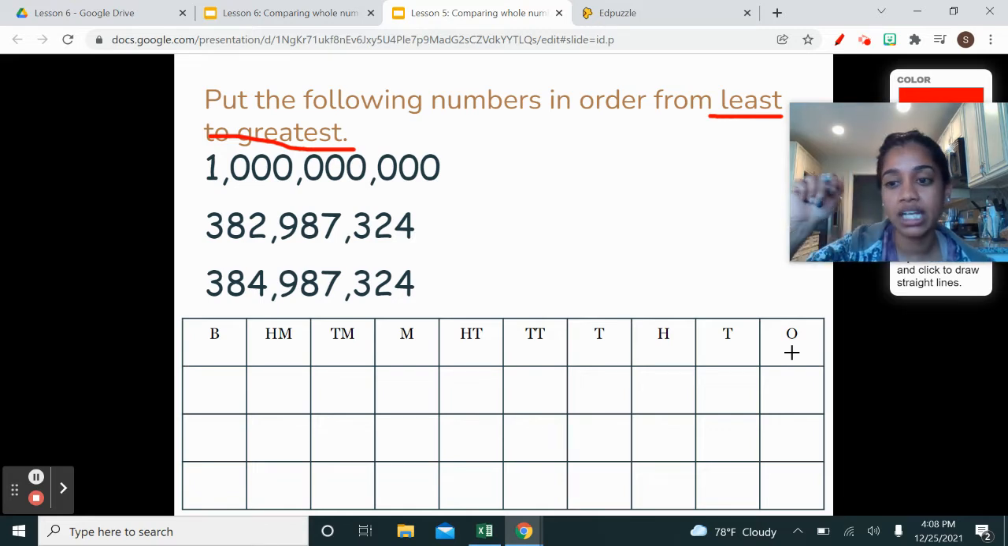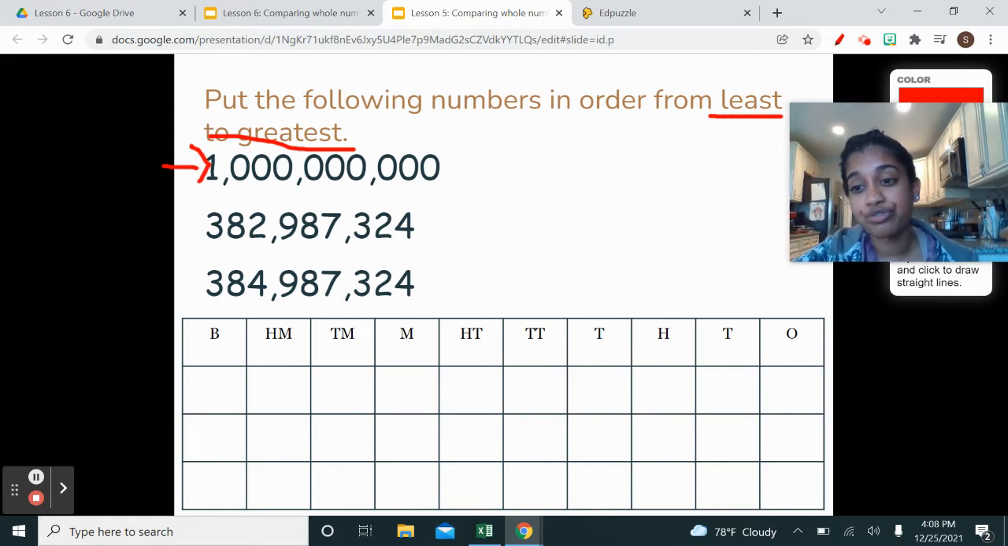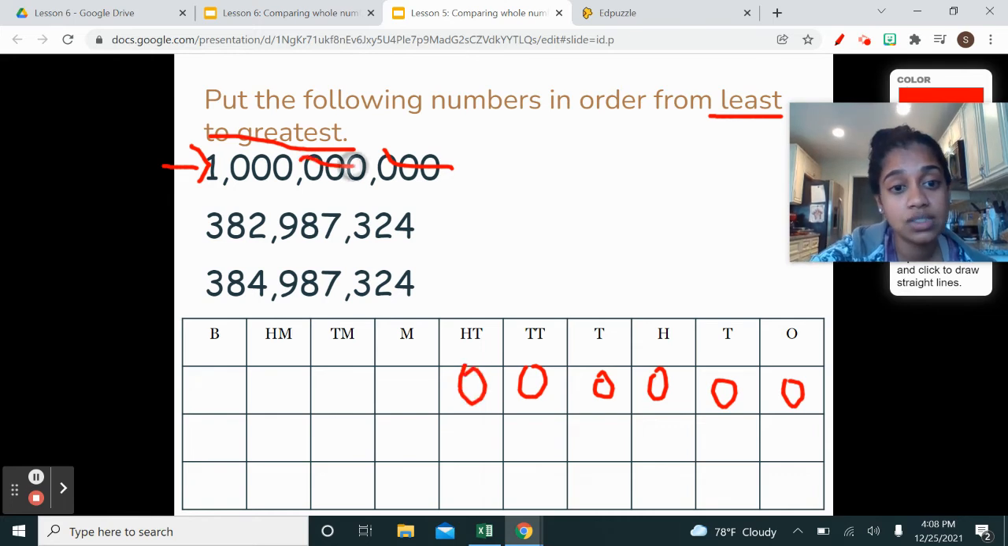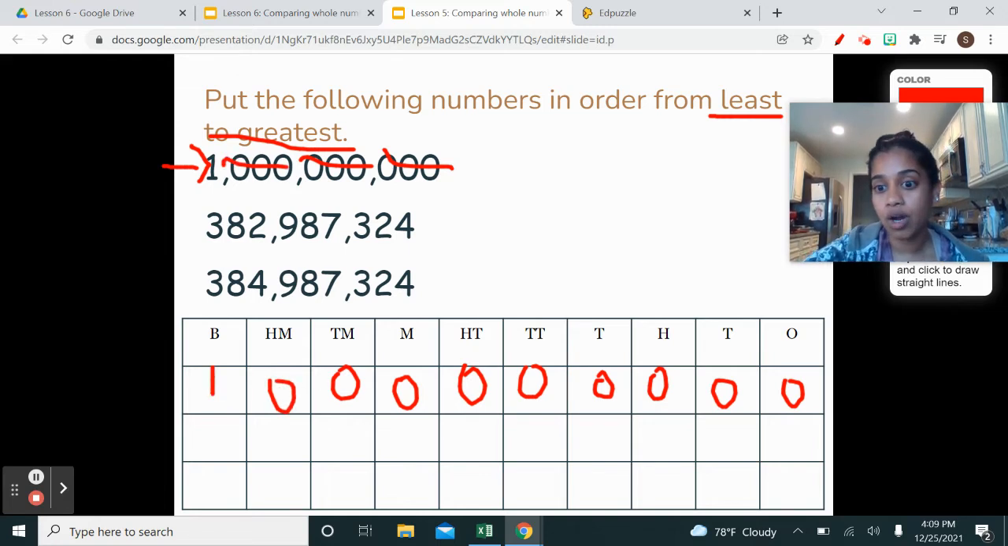Let's put all of our numbers in their appropriate place value sections, starting with our top number. Whenever I start with big numbers like this, I like to start with my smallest place value first so that I can make sure I get everything in the right place. I have 1 billion. So I have 0 ones, 0 tens, 0 hundreds, then 0 thousands, 0 10,000s, 0 100,000s. Then I have 0 millions, 0 10 millions, 0 100 millions, and then 1 billion. That's a lot of place values.